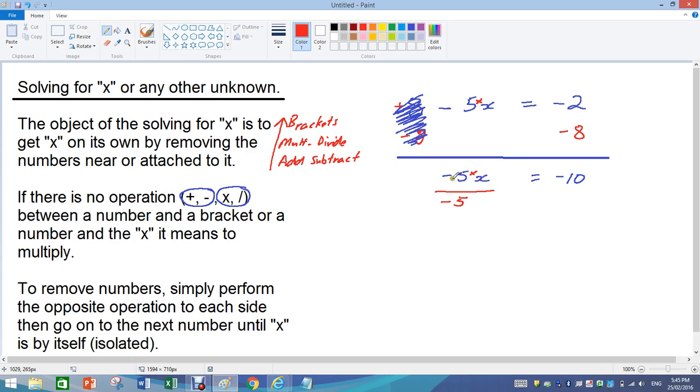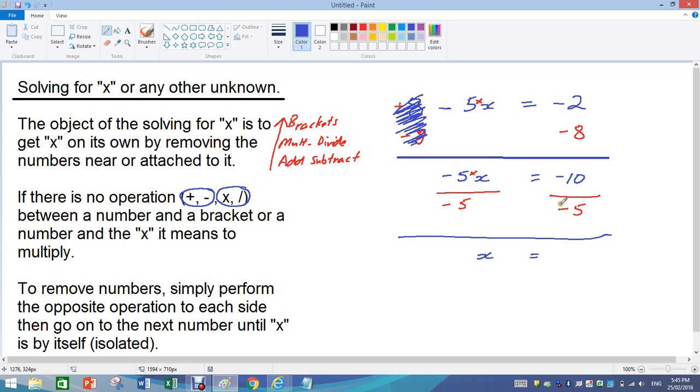So just watch that again. We've got minus 5 times x, so the opposite of times is divide, and we divide by minus 5 to get rid of this minus 5 there. That means on the right side we also have a divide by minus 5. And now, minus 5 over minus 5 is 1, because whenever you divide a number by itself it equals 1. So it'll be 1x, which is just x, equals minus 10 over minus 5.